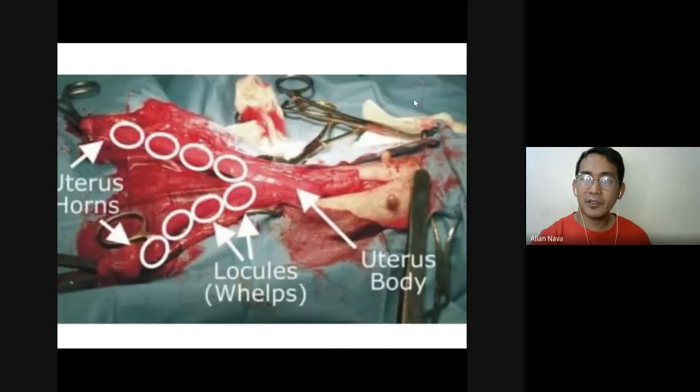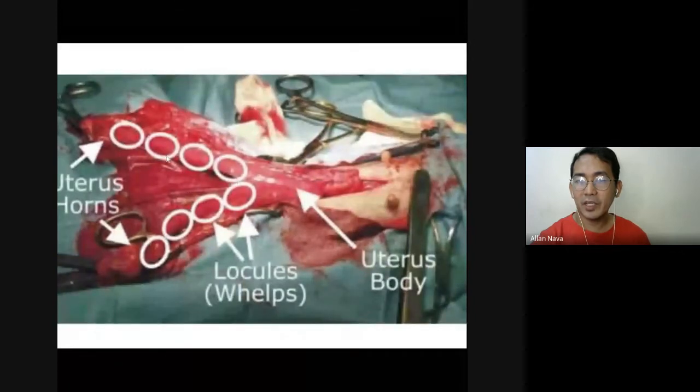Now, the answer is because of the uterus horns, or another term, the uterine horn. Do you see the circles? Those are horns. They can hold several fertilized eggs or zygotes. So it can hold 1, 2, 3, 4, 5, 6, 7, 8. It can hold 8. Because of these uterine horns, human has no uterine horn like this, but dogs have. That's why they can hold more babies. So this is because of the uterine horn.